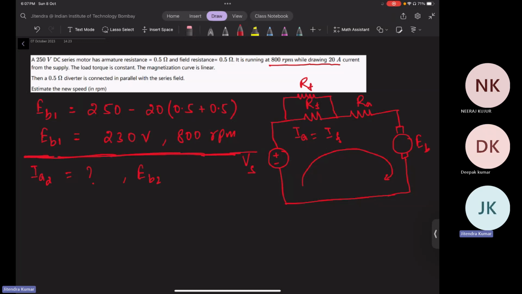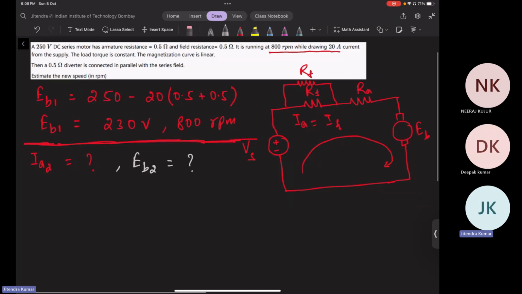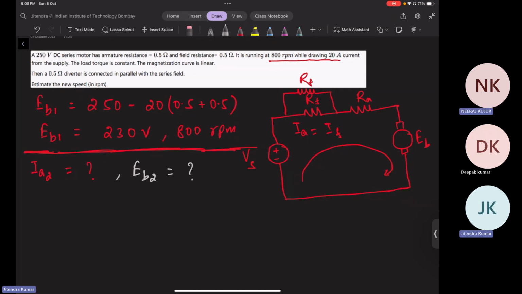Okay. So I was mentioning that we have to calculate EB2 such that we can calculate the new speed, right? And to calculate EB2, we must know the value of IA2, right? Yes, sir. In that condition only we will be able to calculate EB2. So I was asking how to go ahead to find out the IA2. We can use the condition that load torque is constant.